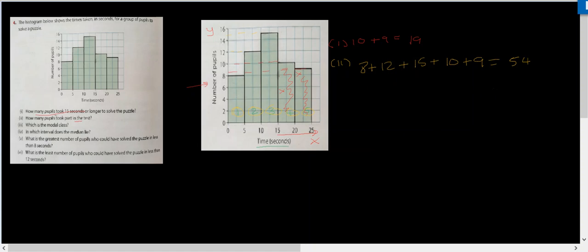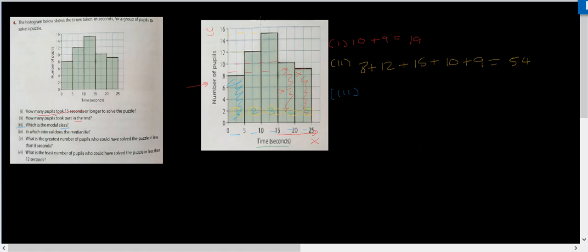So let's have a look at the next one. What is the modal class? If we remember, the mode is the value that shows up with the most frequency. Each of these groups, or classes, is represented here. For example, 0 to 5 represents a class of students. So we're being asked to find the class that shows up with the most frequency.